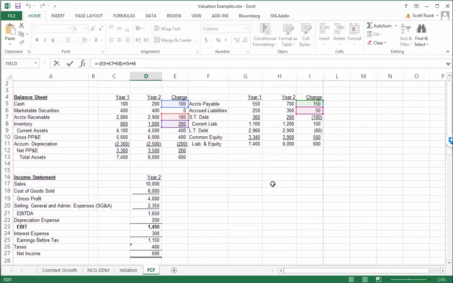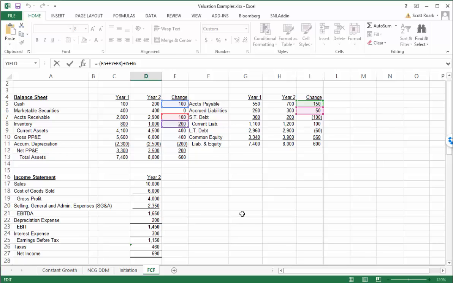I'm looking at the changes in the current assets and the current liabilities. And by the way, it's the operating current liabilities, not any financial current liabilities. So that's why I'm excluding the short-term debt. So if we look at the current assets, they increased by 400. My current liabilities, the operating ones, increased by 200. So I have a net increase of 200. Okay, that's the increase in my working capital.